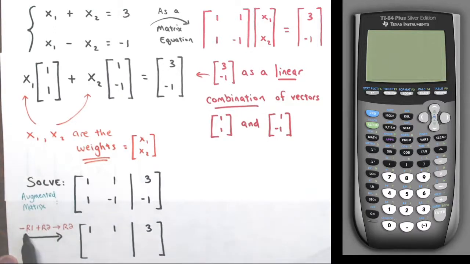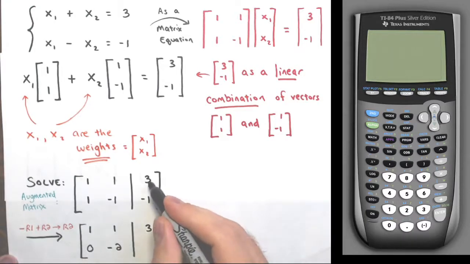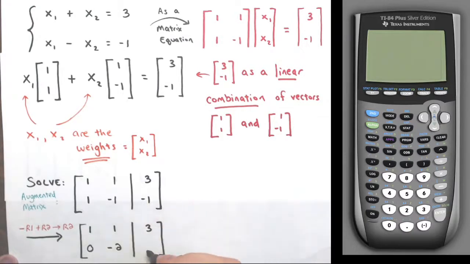And when I do this operation, take negative 1 times row 1. So negative 1 times 1 is negative 1, plus 1 is 0. That gives me a new row 2 entry. And then negative 1 plus negative 1 is negative 2. And then negative 3 plus negative 1 is negative 4. All right, now I know you can probably already see that x2 needs to be 2. All right, and then you could do back substitution here.